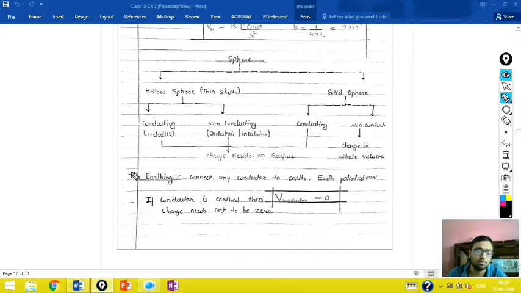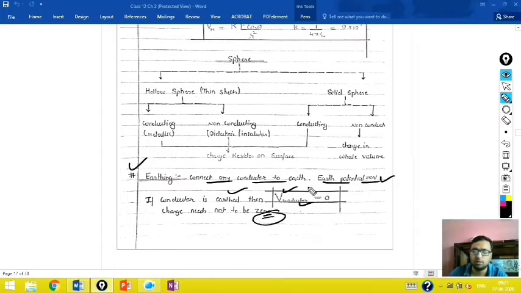So the next concept is called earthing. In earthing, when we connect any conductor to earth, the potential of earth is always 0 volt, and in that case the potential of the conductor also becomes 0. And the charge need not be 0.